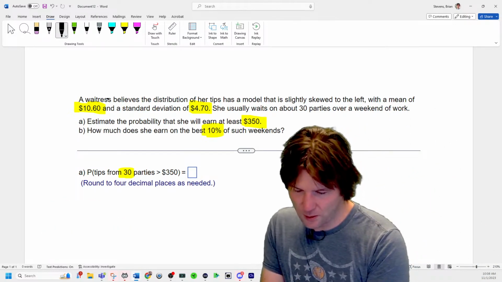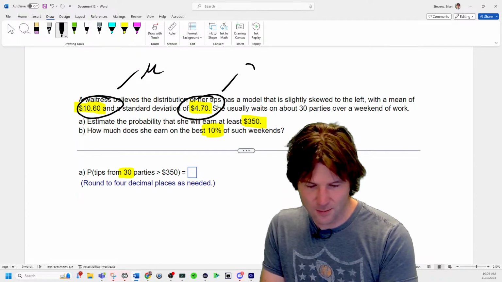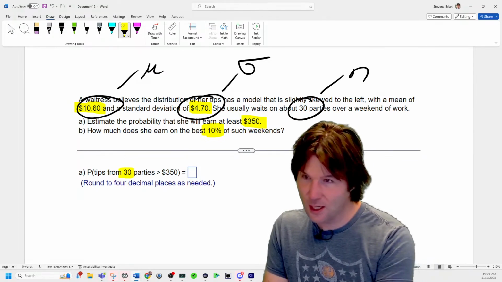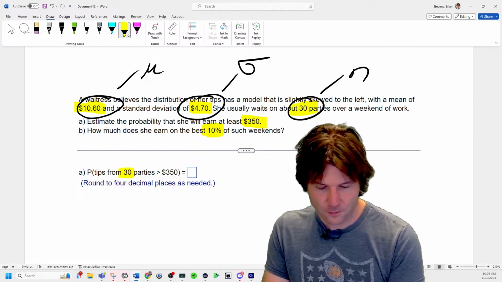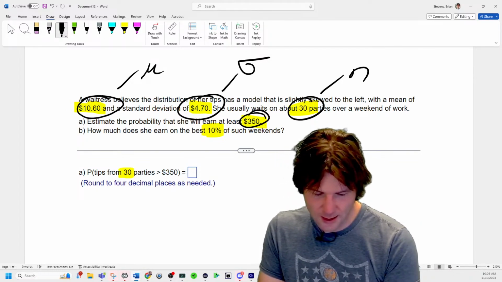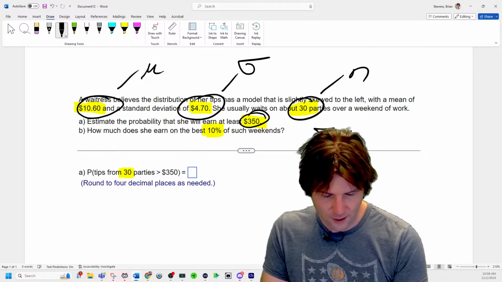So this is going to be the mean, which is mu. This is going to be sigma, which is the true standard deviation. That's going to be the sample size, which is 30. And then this is earn at least, that would be the sum of the y variable of interest.